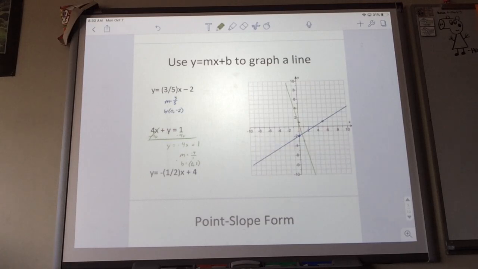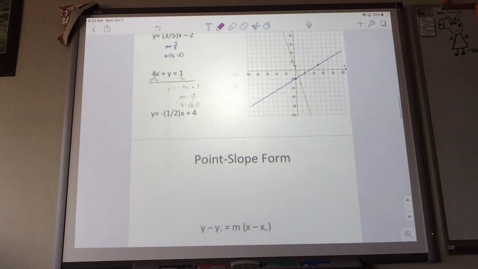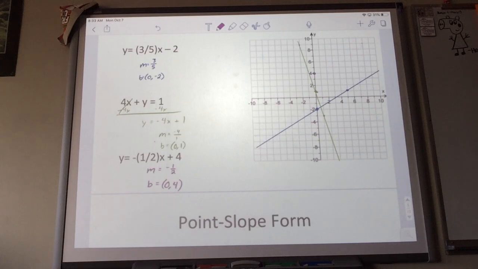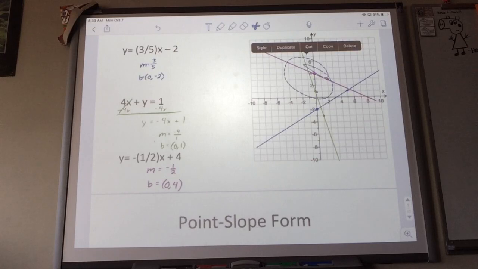Okay, last line. It is already in y equals mx plus b form. So our m is -1/2, and that's already a fraction, which is nice. And then 0, 4. So our starting point is at 4. And then we're going to go down 1 and right 2. I can't remember. We might have graphed these exact same lines on our other one, because we have a slide that looks just like that.